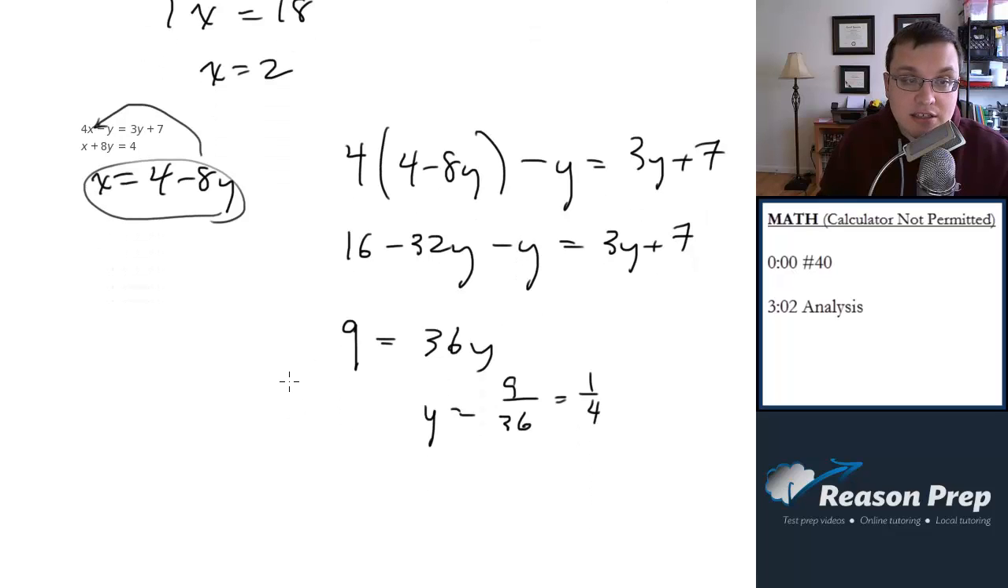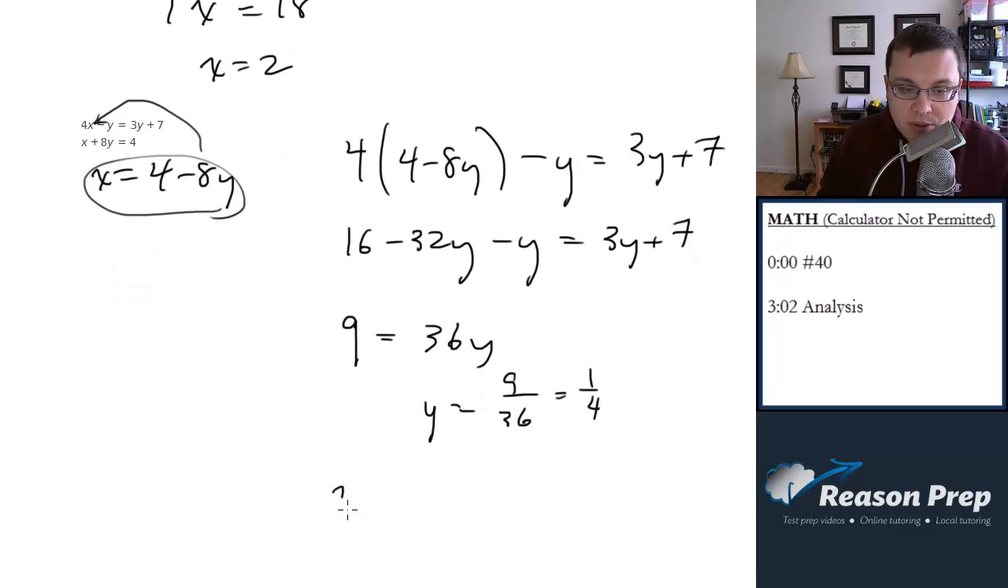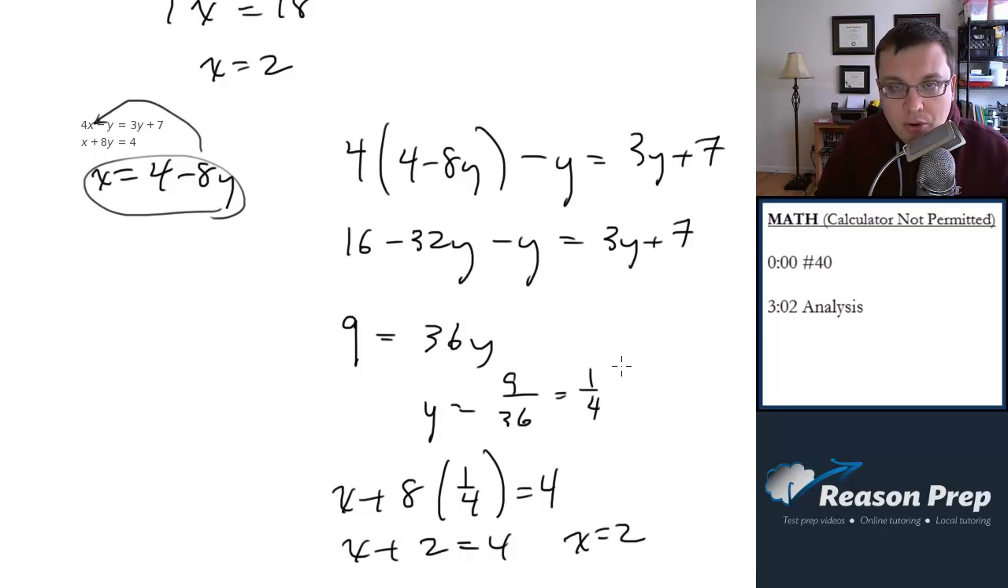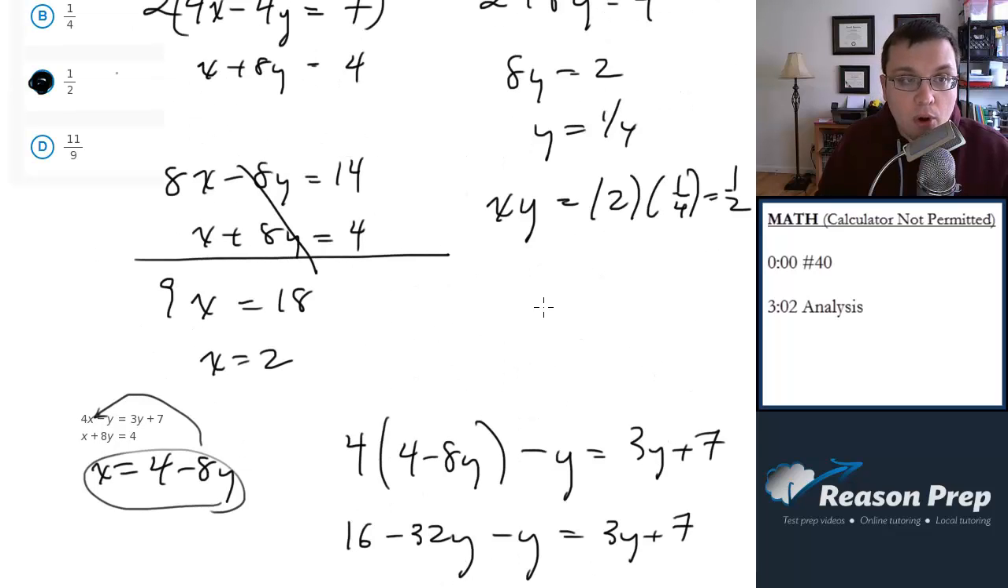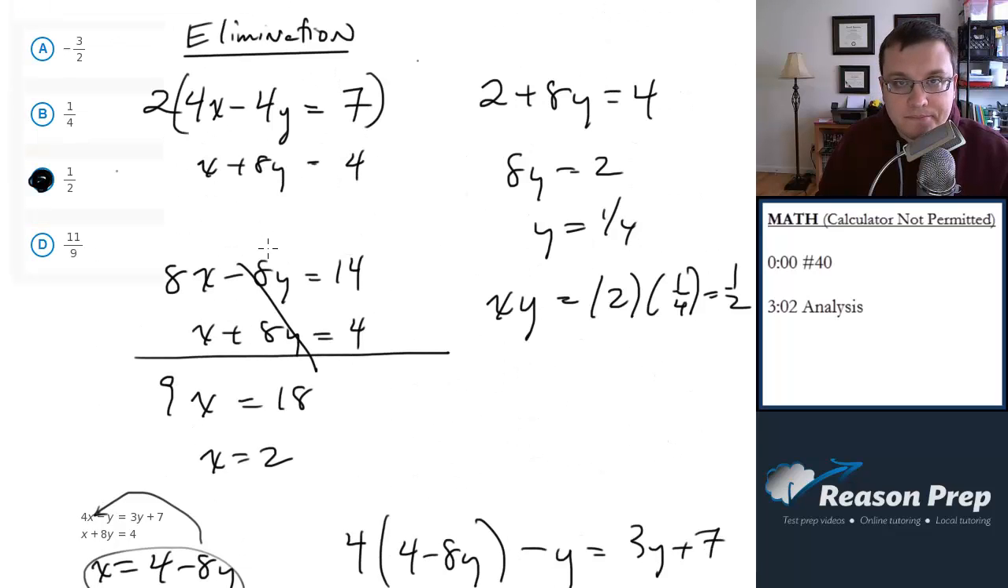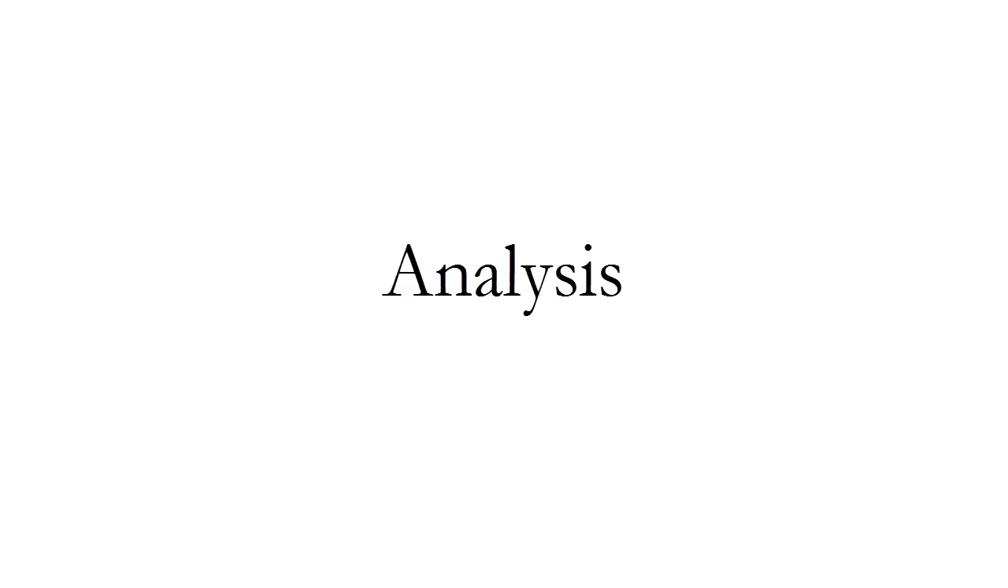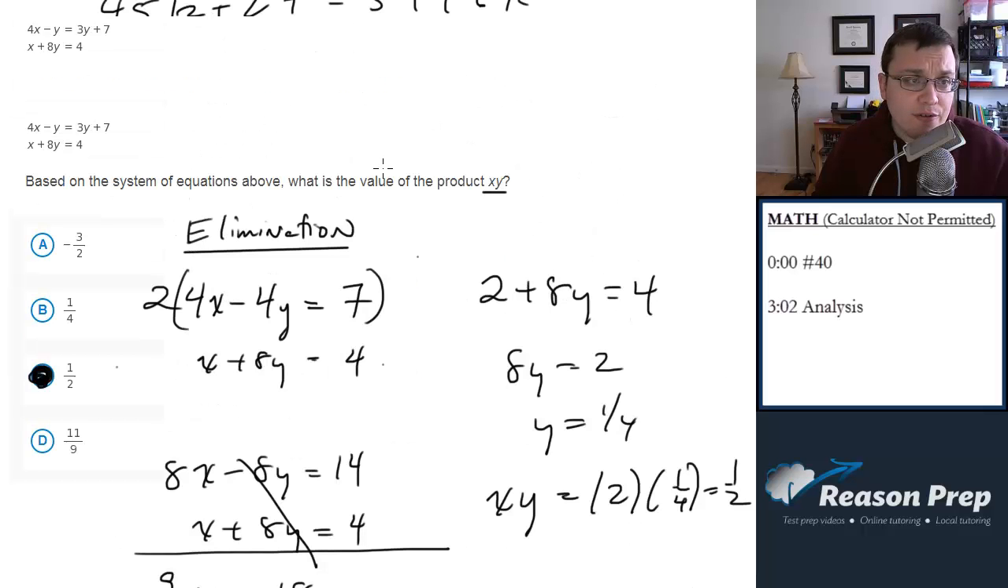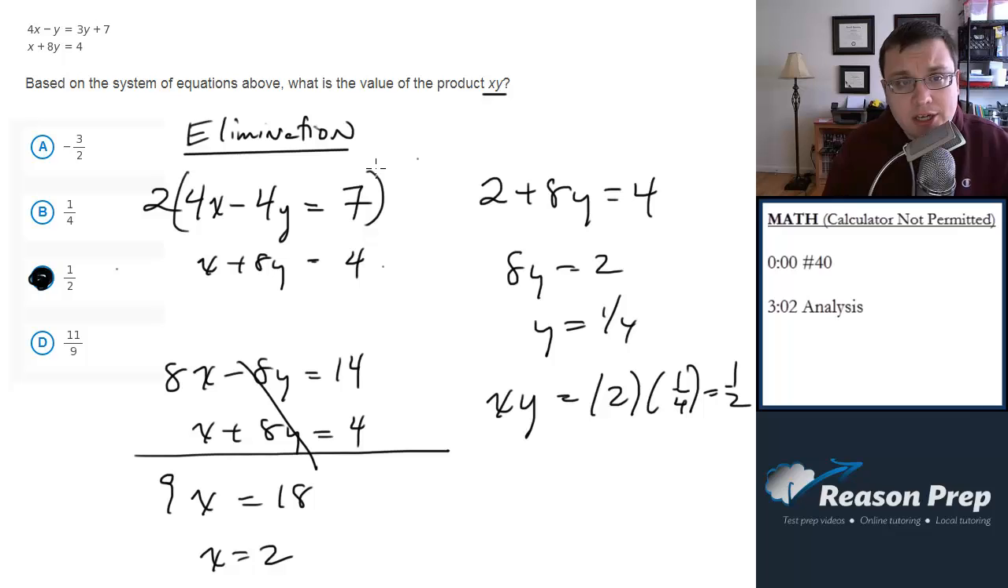Now we've got to find x, so we'll plug it into the bottom. So x plus 8 times a quarter equals 4. x plus 2 equals 4, so x is 2. And again, 2 times a quarter is a half, which is the answer for xy. So in both cases we get choice C. Another relatively straightforward question. If you remember how to do systems of equations, if you remember either substitution or elimination, you're good on this one.